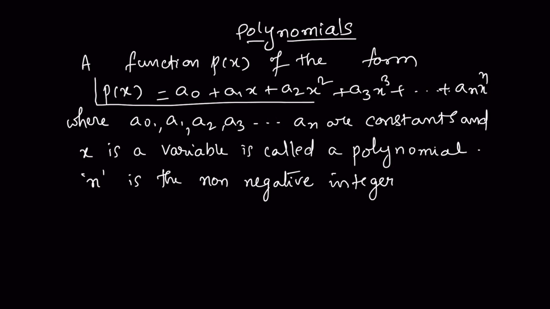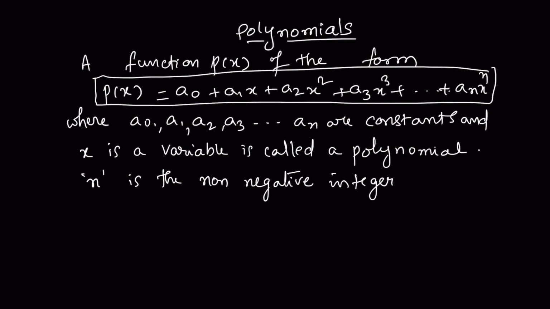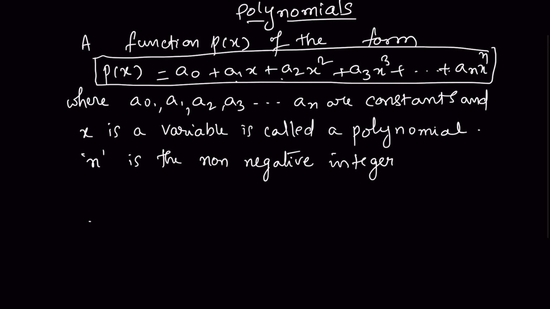So a function of the form p(x) = a0 + a1x + a2x² + a3x³ + ... + an xⁿ is called a polynomial, where a0, a1, a2, a3 are constants and x is a variable. So an algebraic expression of this form is called a polynomial, where n is a non-negative integer. First of all, let us take some examples of polynomials.